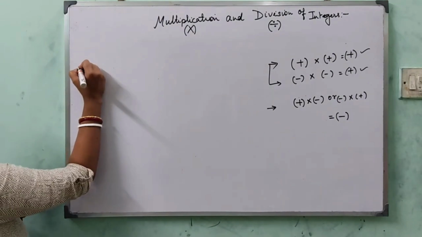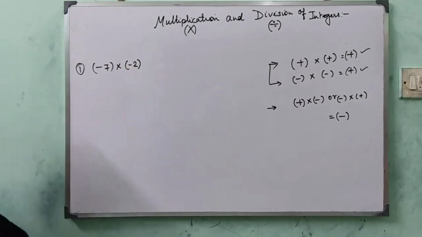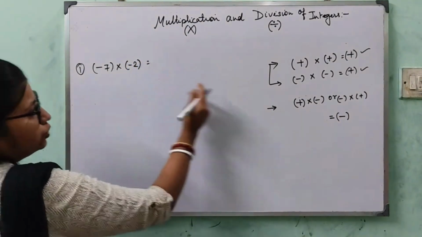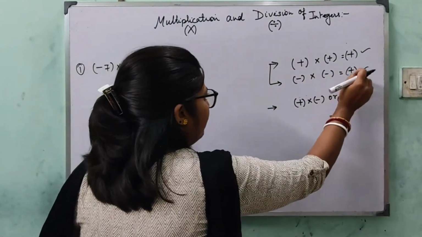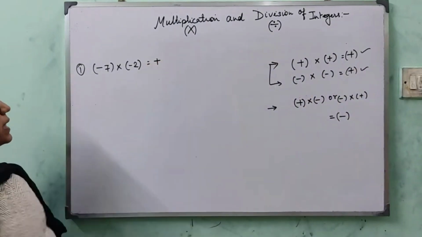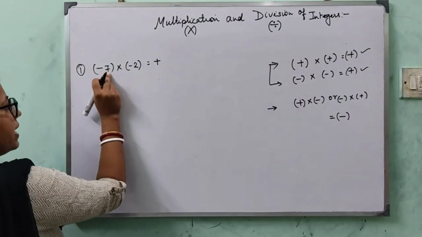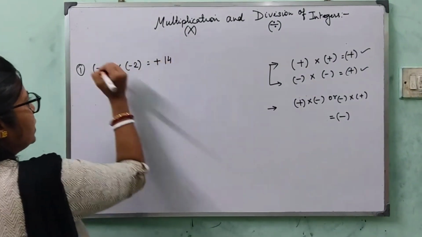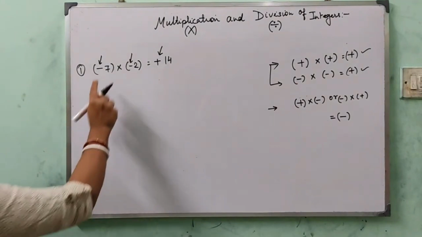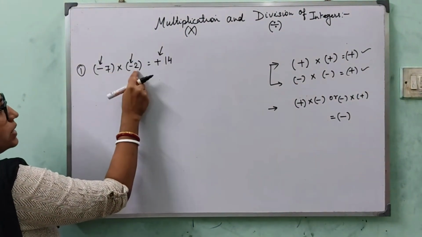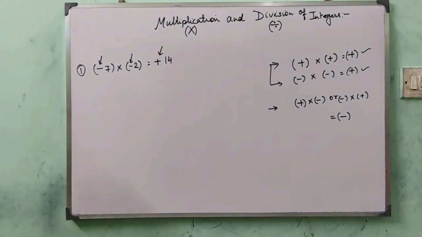Say for example, minus 7 into minus 2. So what do we do over here? As I told you about the signs, when you multiply both negative integers, the result will have a positive sign. And what about the numerical value? It will be 7 into 2. The signs will tell you the sign of the product, and the two numbers, regardless of the signs, you will multiply and write the product in the result.